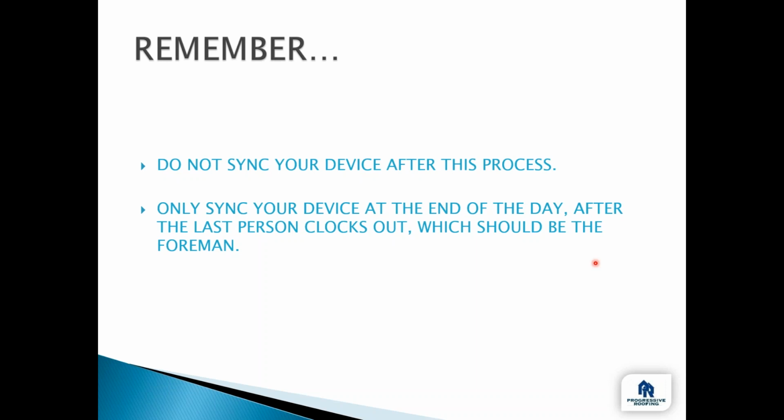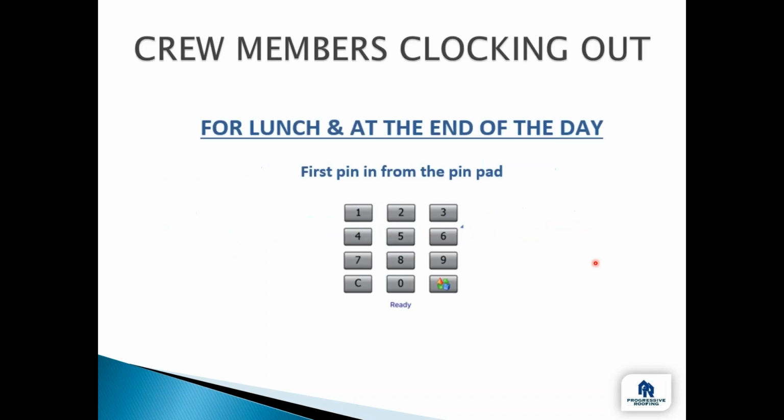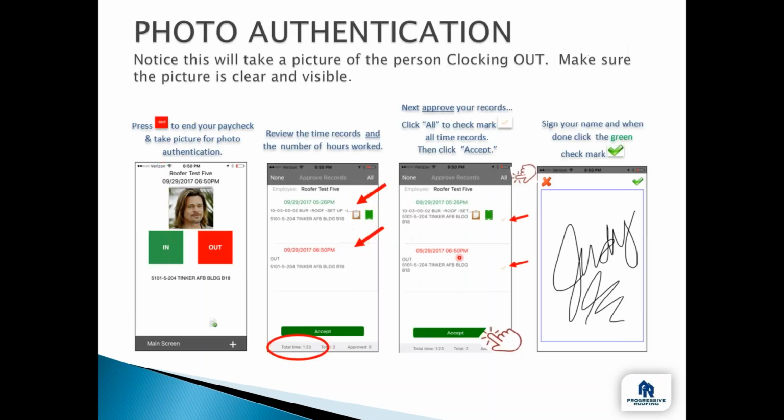Next, I want to move into crew members clocking out. So you'll want them to clock out for lunch and again, clock out at the end of the day. There's only 2 clock outs a day, for lunch and at the end of the day. So it's a little bit lengthier than the clock in, so that's why you need to pay attention to these details. Go ahead and have them pin in. The window box will come up. Make sure it's clear. They would press out.